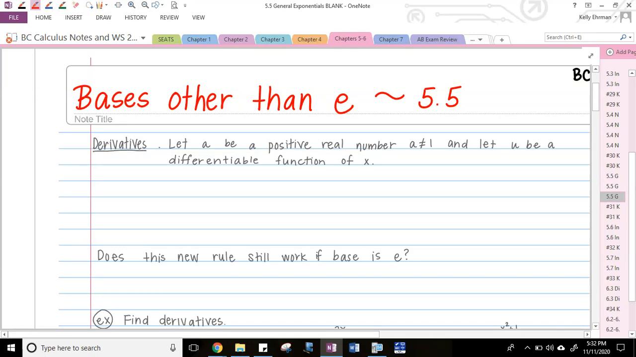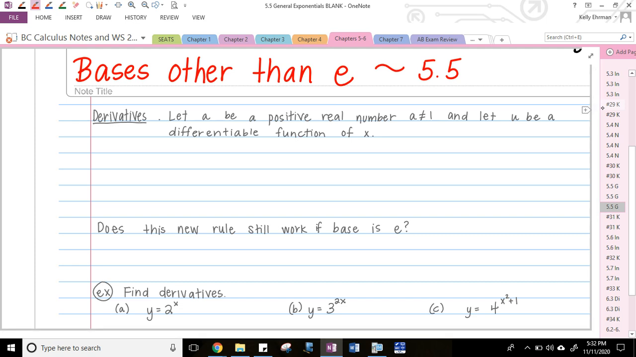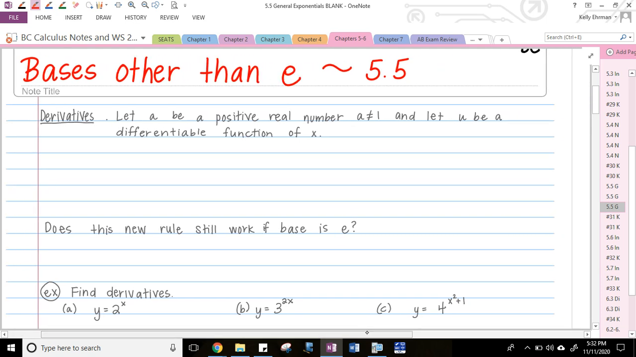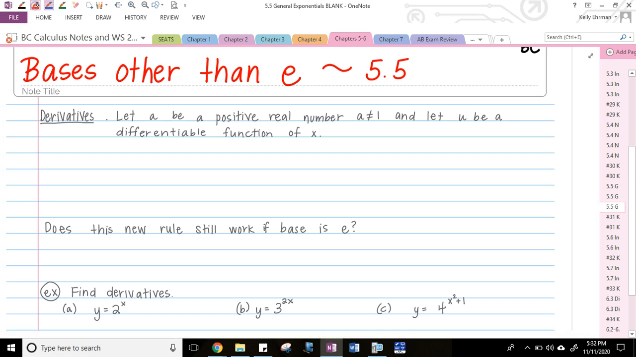So now we're in chapter 5, section 5, and we need to start talking about other exponential functions. Like, what if it's not e to the x? What if it's 2 to the x or something like that? So with derivatives, let a be a positive real number that's not 1, and let u be a differentiable function of x. So let's start off with just the basic one.